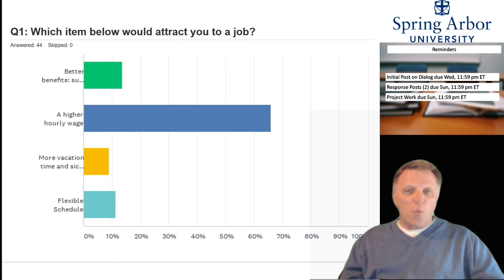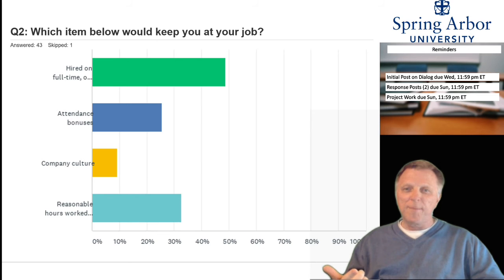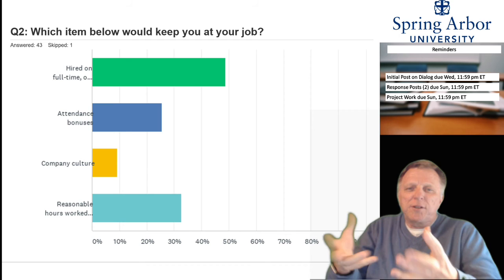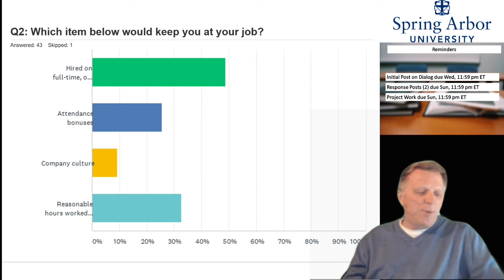We asked them which item below would attract you to a job. Better benefits, higher wage, more vacation time, flexible schedule. By and far, a higher hourly wage was more attractive to them. And we also asked them which item would keep you at your job. So not just what would get you into a job, but what would keep you in your job.